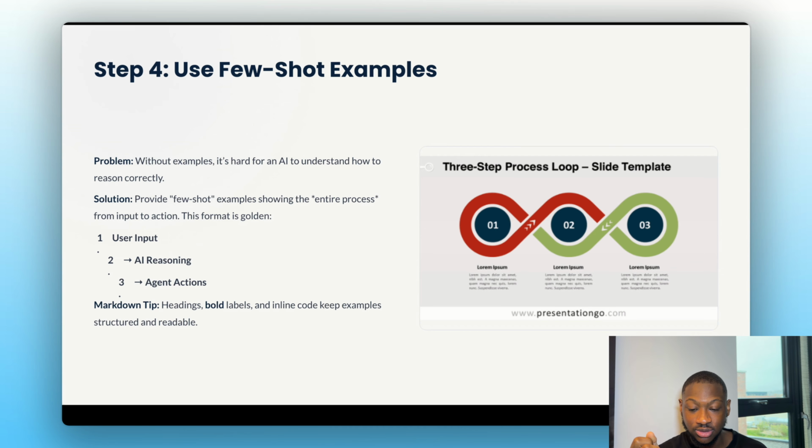And here's the format that we use. We first give an example of a user input, then we give an example of how we would reason on our own. Thirdly, based on the reasoning and the user input, we give it the course of actions to take. It's basically like decoding how you actually think, writing it down in a structured format, and providing it to an AI agent. So that is basically how you prompt an AI agent. And the markdown tip for this is that you should always use headings, bold labels, and inline code to keep examples structured and readable for the AI agent. As I've said, I'll show you how all of that comes into play in a practical guide.